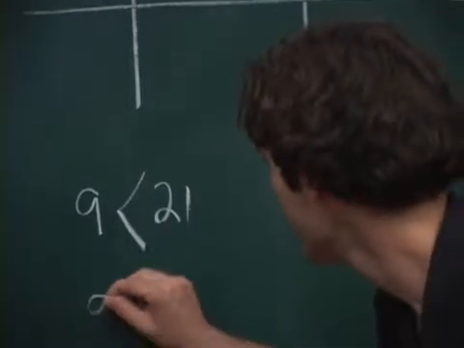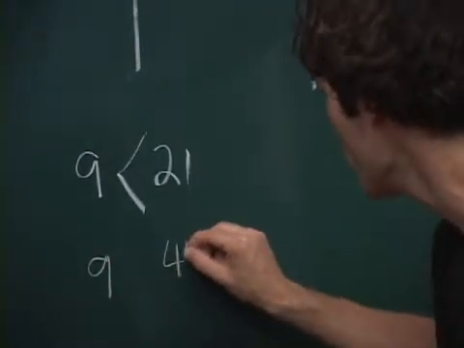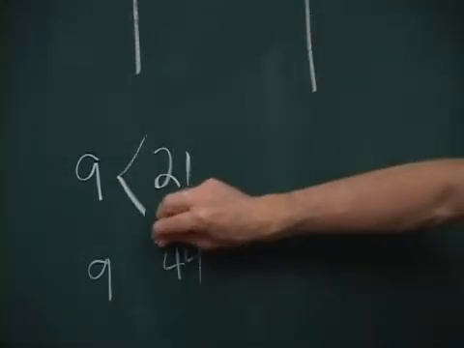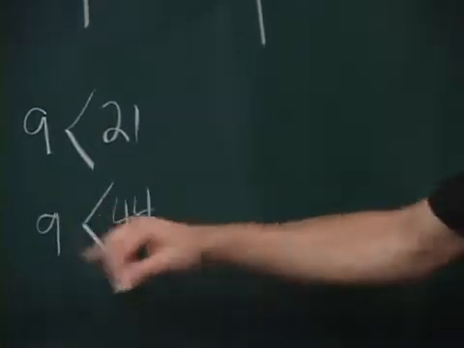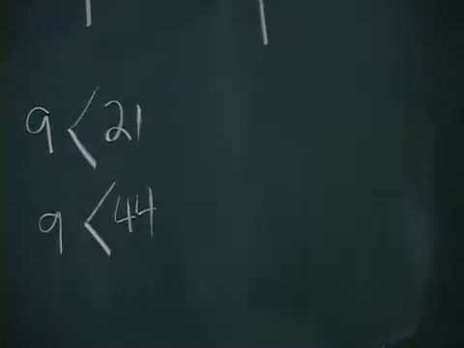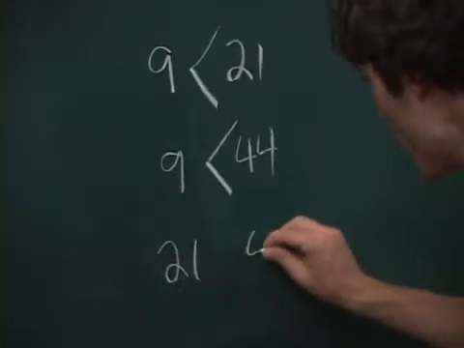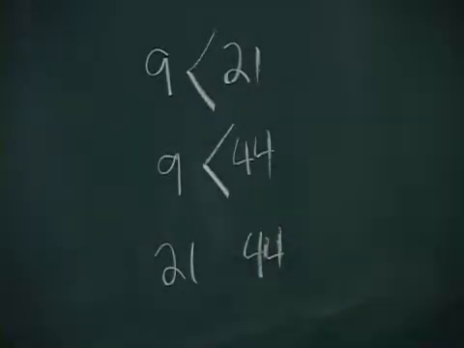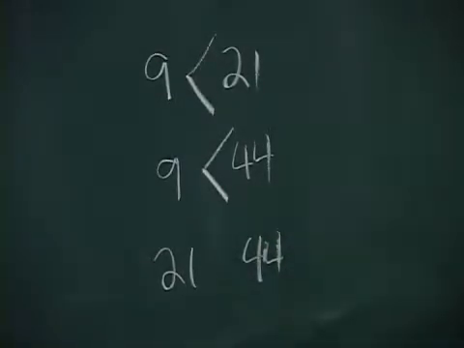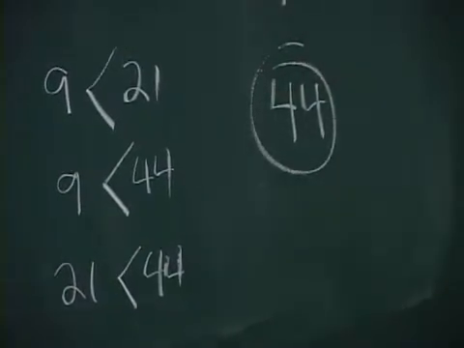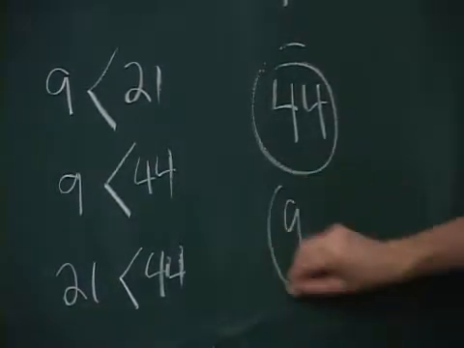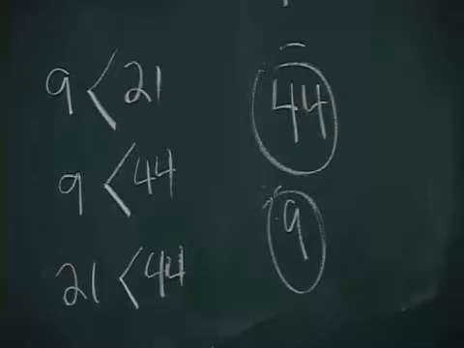Or you can take 9 and 44, and you can say that 44 is greater than 9, or that 9 is less than 44. Or you can take 21 and 44 and say that 21 is less than 44, or that 44 is greater than 21. Or you can say that 44 is the greatest number, or that 9 is the least.